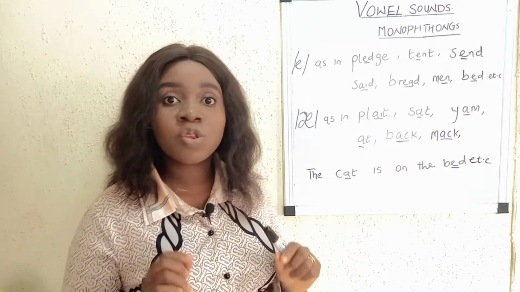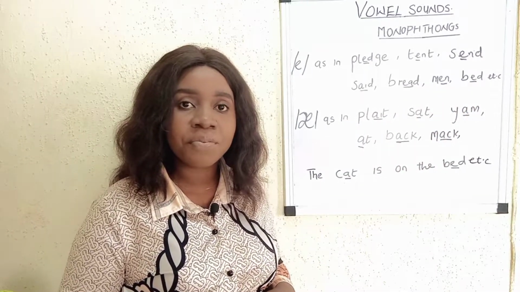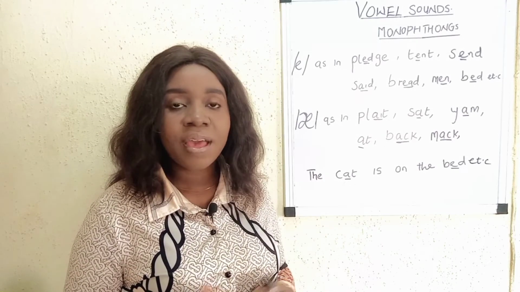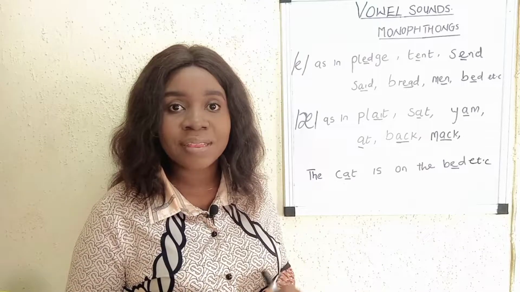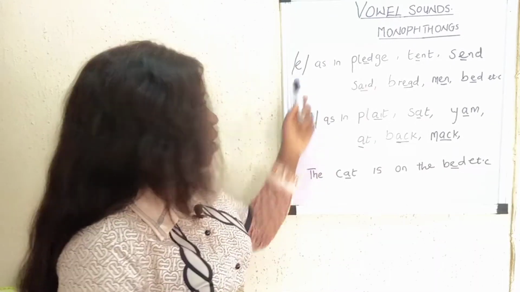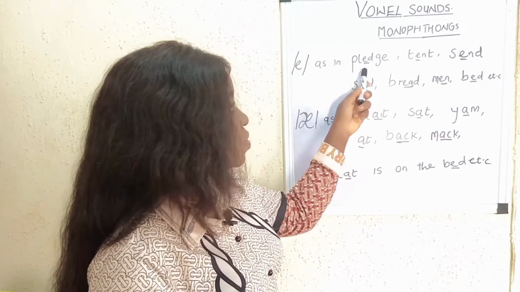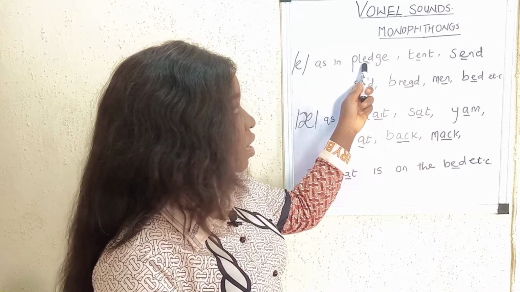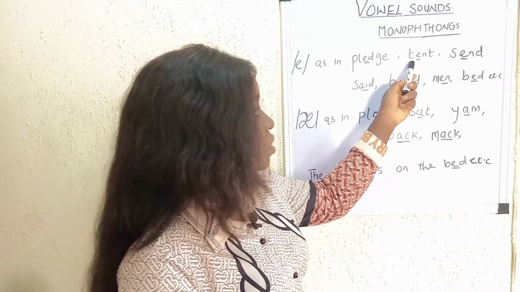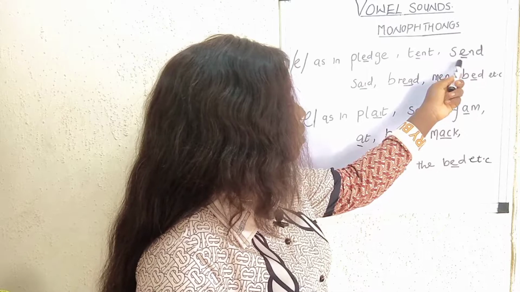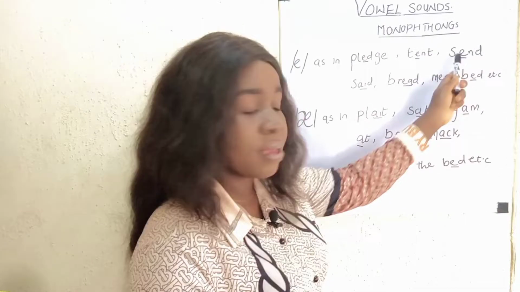Remember we said the 26 letters of the English alphabet are what makes up the sound of the English language. Now, let's look at the alphabet that makes up the sound E. In the word pledge, the sound E is represented as letter E. In the word tent, it is represented also as letter E. In the word send, it is represented as letter E.